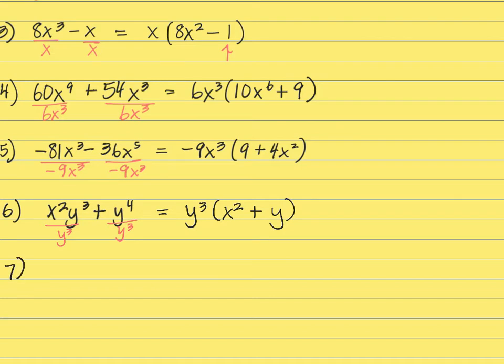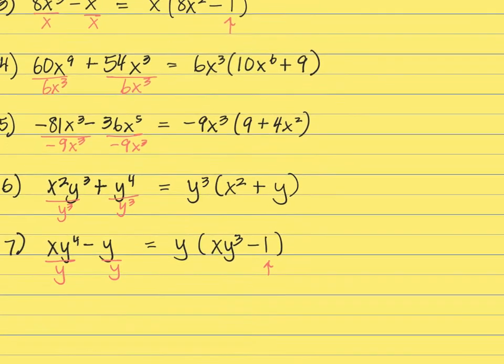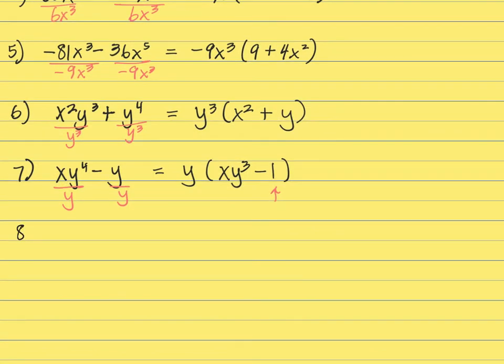All right, number 7, x y to the 4th minus y. Let's see, what do they have in common? Oh, just a y. Yeah, just one y. Okay, so if I take out the y, I'm left with x y to the 3rd minus 1. Again, pay attention to that little 1 right there. A lot of people tend to forget it, but you do want to keep that. All right, moving right along. Number 8.